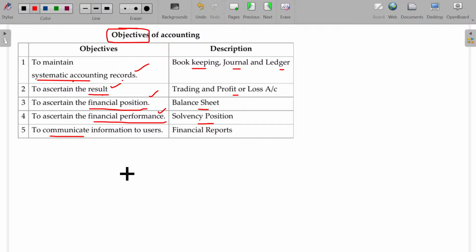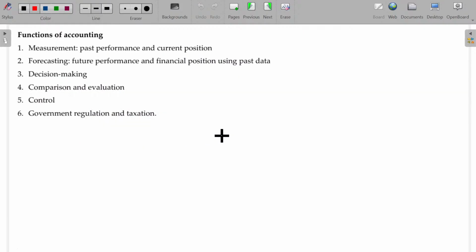So the dues should be paid in due course. That will come under solvency position. Outstanding liabilities will be promptly paid. That will be called solvency position or financial performance. And communicate this to various users of accounts. Clear?